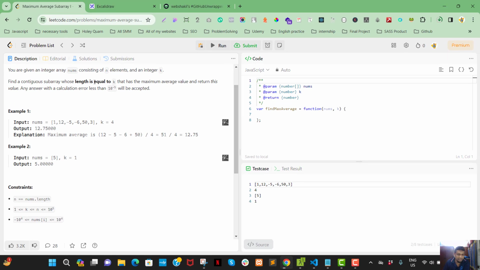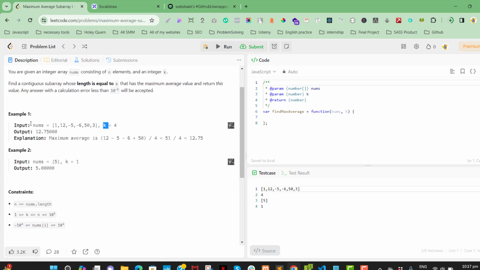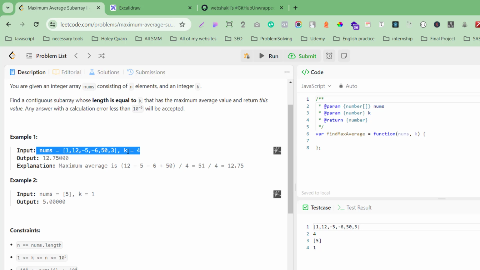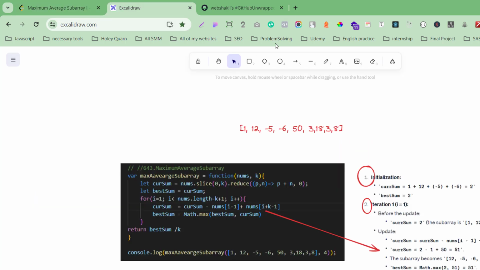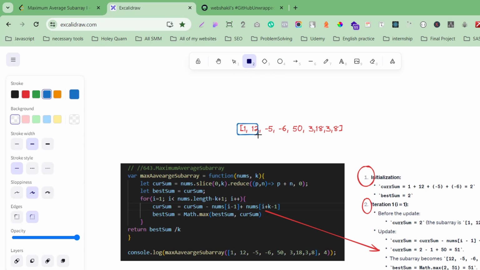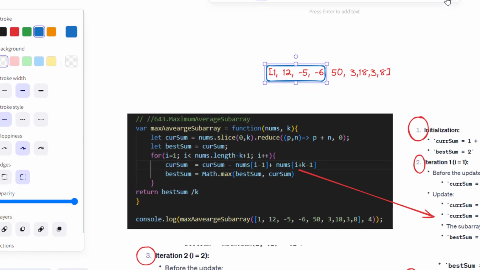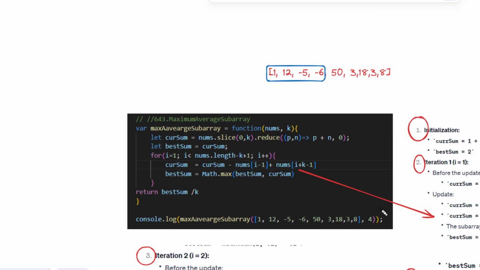You have to create some subarrays based on your parameters. Say if you consider this nums and k, the subarray should be 4, contiguous 4. It cannot be like 3, 2 or 1. It must be 4 if you give the parameter 4, not anything else. I have given parameter 4 here.